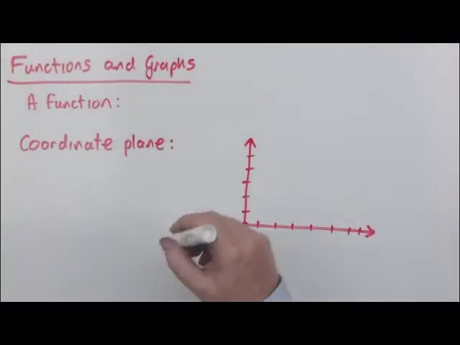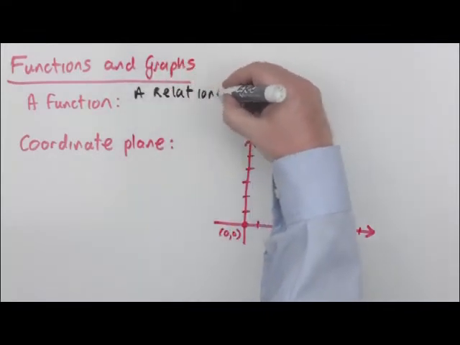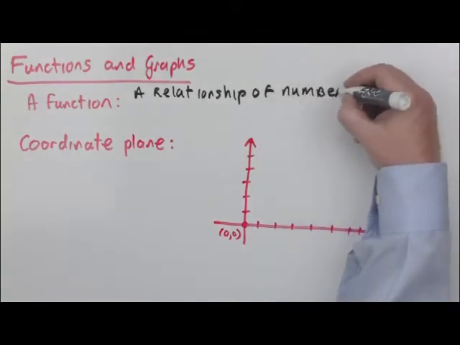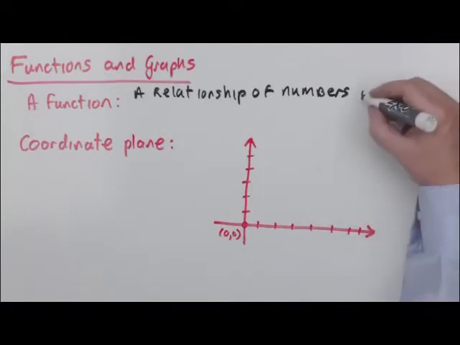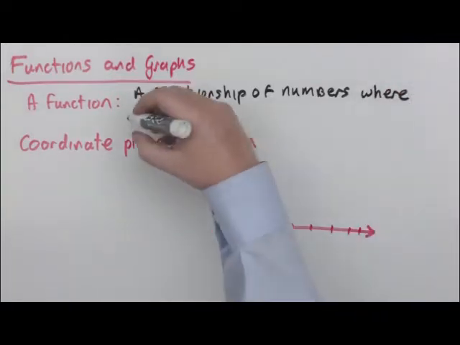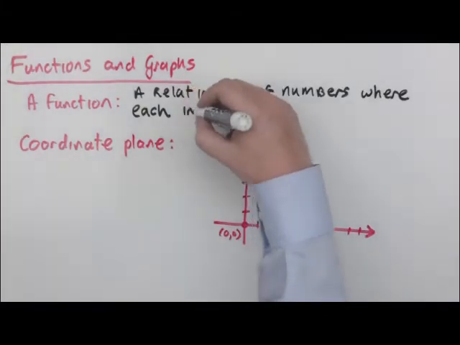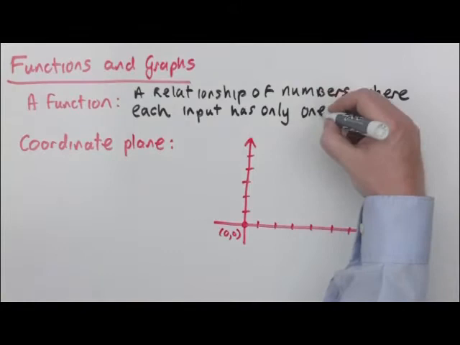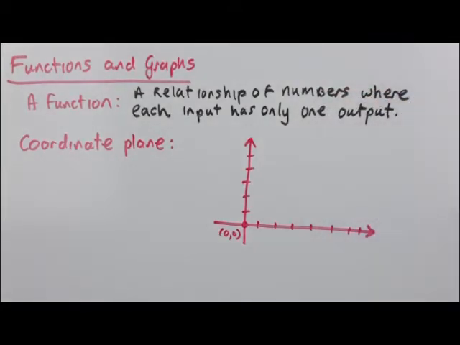A function is a relationship of numbers where each input has only one output. Or another way of saying that is the x never repeats if it's a function. The x never repeats. That's the domain number. You cannot have two y values for a single x for it to be a function.